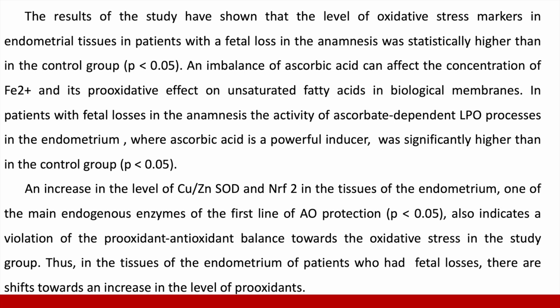The disturbance of pro-oxidant-antioxidant balance towards the oxidative stress in the study group is also evidenced by the increased level of superoxide dismutase in the endometrial tissues, one of the main endogenous enzymes of the first line of antioxidant defense. Thus, in the tissues of the endometrium of patients who had fetal losses, there are shifts towards an increase in the level of pro-oxidants.